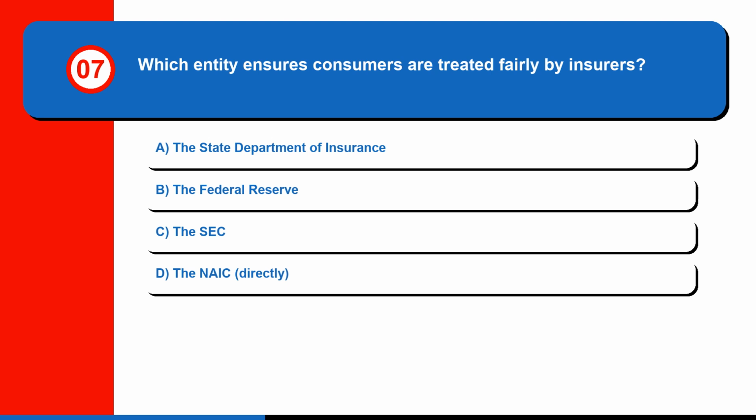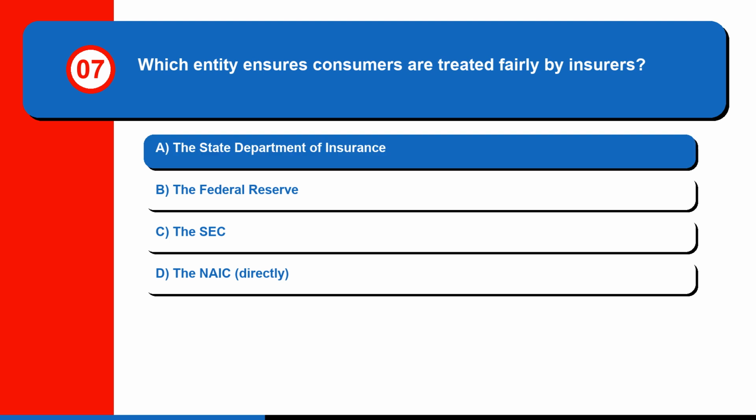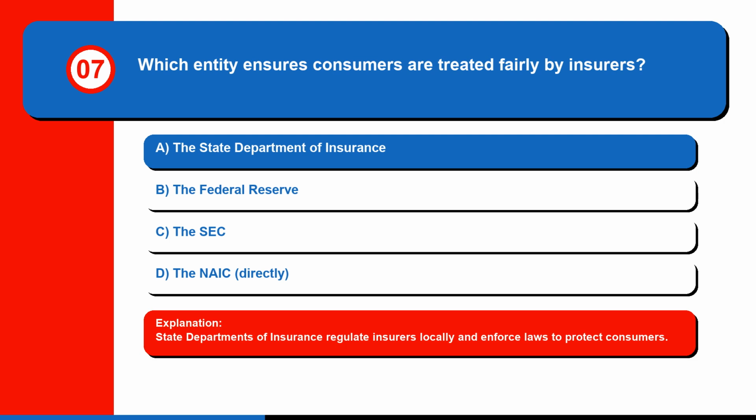Question 7. Which entity ensures consumers are treated fairly by insurers? A. The State Department of Insurance, B. The Federal Reserve, C. The SEC, or D. The NAIC, directly. The correct answer is A. The State Department of Insurance. State departments of insurance regulate insurers locally and enforce laws to protect consumers.